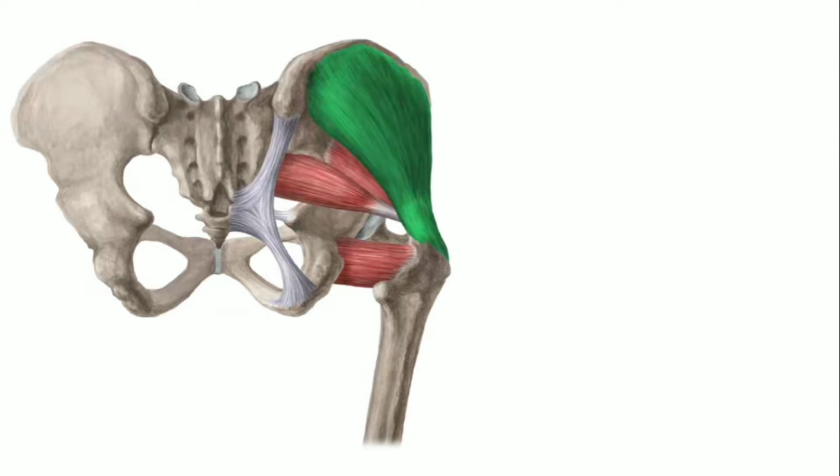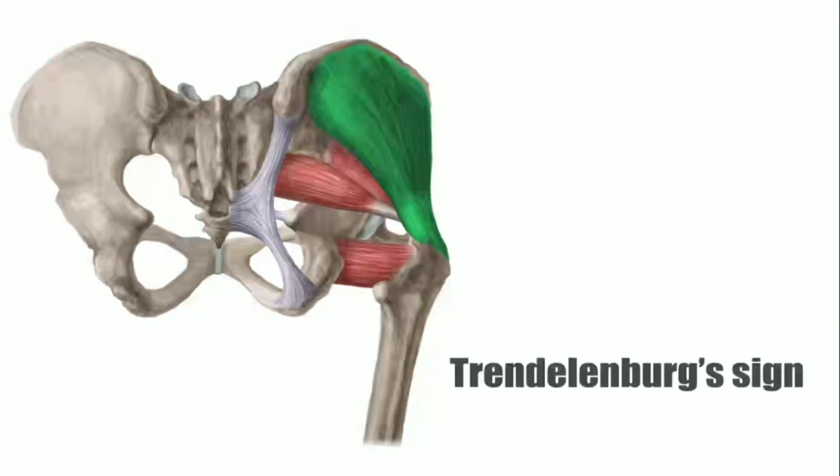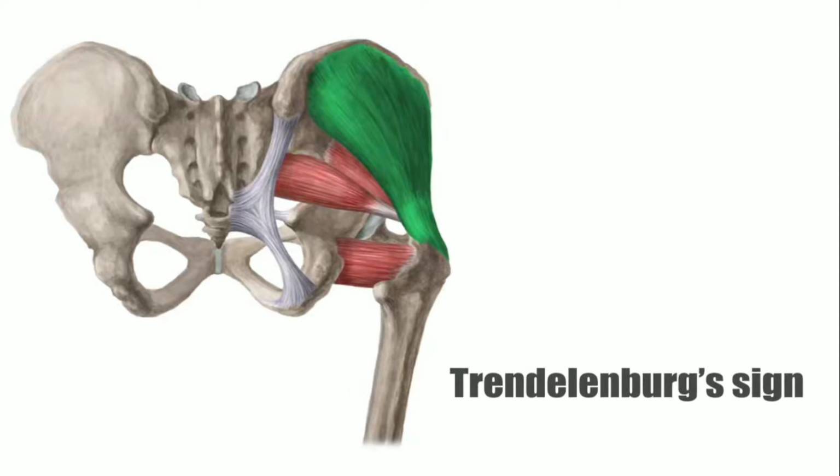If the muscle or its innervation is damaged, people will have their pelvis drop down to the healthy side. This is what we call the Trendelenburg sign, or you can also call it the Trendelenburg position.